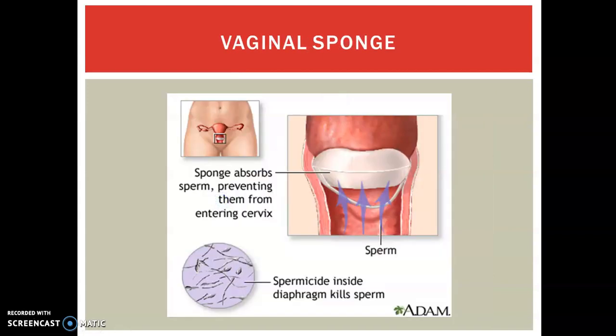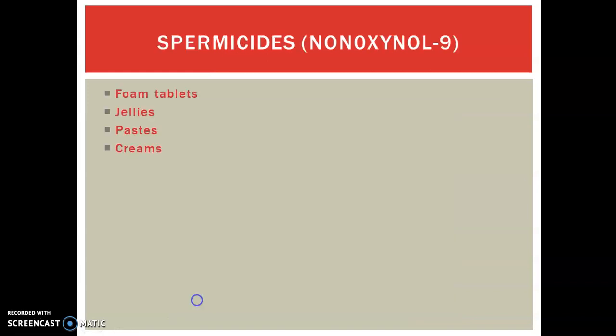Then the vaginal sponge. It is a barrier method in which a small absorbent piece of sponge, impregnated with some spermicidal substance, is inserted into the vagina, and during sexual intercourse the sperm deposited in the vagina will be killed by the spermicidal substances present in this vaginal sponge.